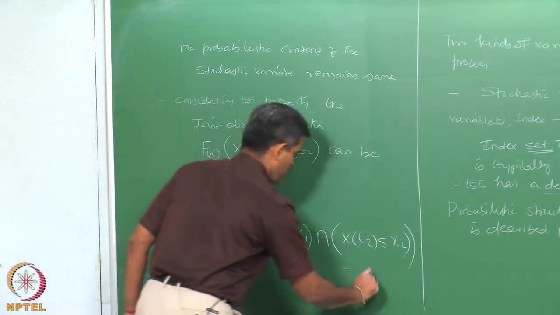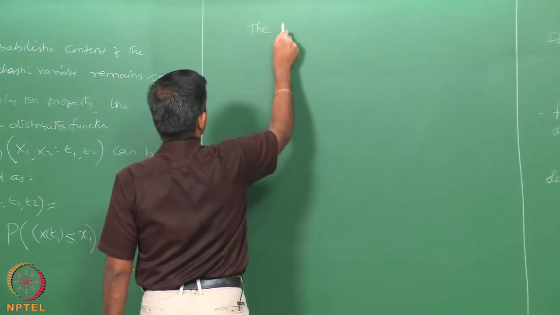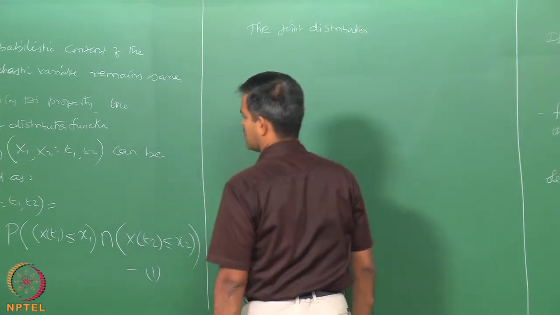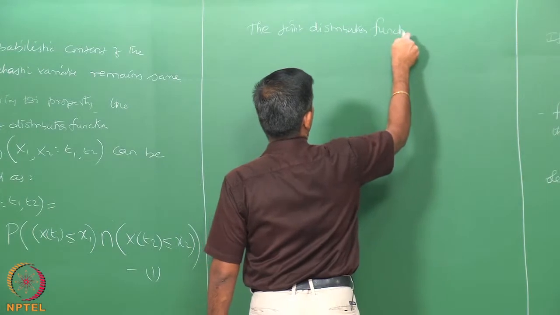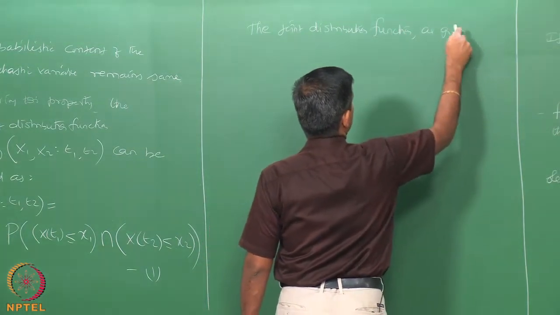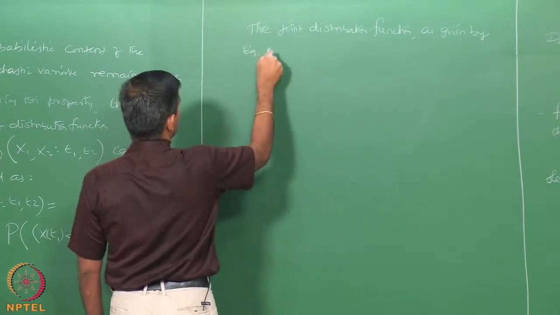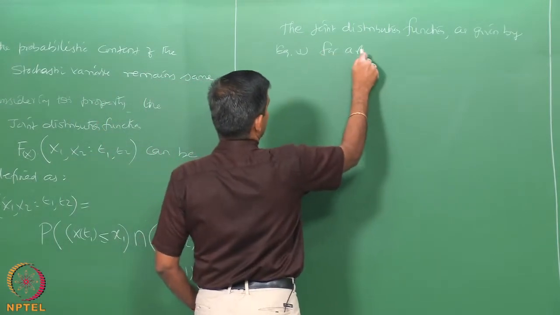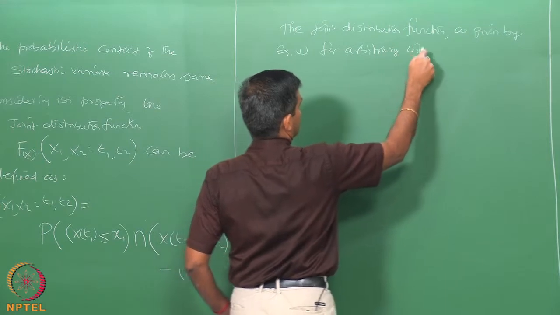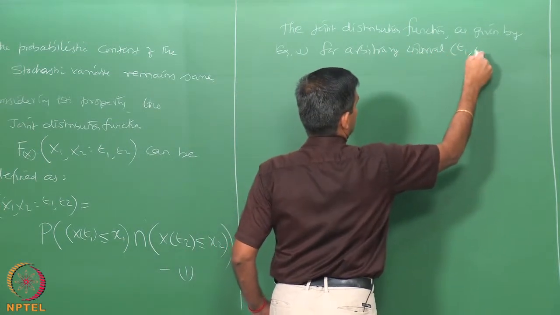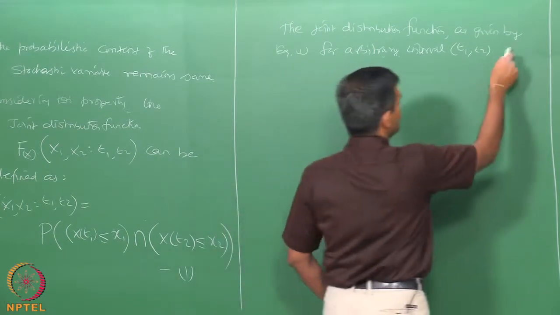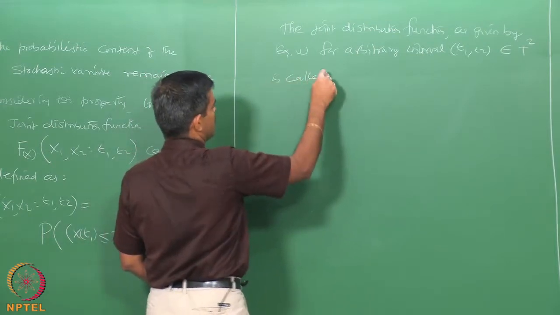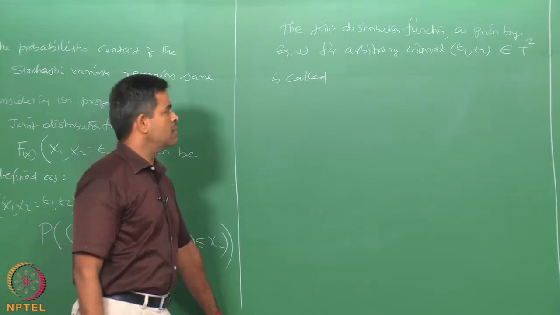So, let us see equation number 1. The joint distribution function as given by equation 1, for arbitrary interval t 1 t 2 which is an element of T square, is called the joint distribution function of order 2.